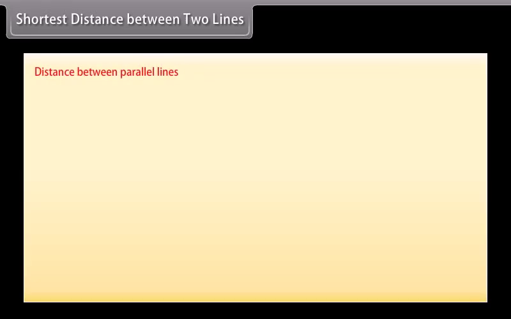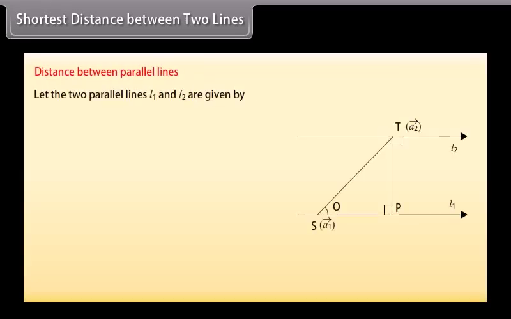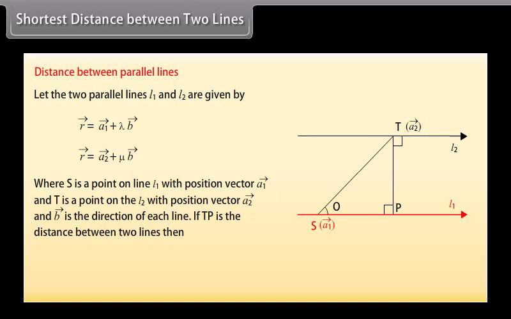Shortest distance between two lines. Distance between parallel lines. Let the two parallel lines L1 and L2 be given by vector r equals vector a1 plus lambda vector b, and vector r equals vector a2 plus mu vector b, where S is a point on line L1 with position vector a1 and T is a point on L2 with position vector a2, and vector b is the direction of each line. If TP is the distance between the two lines, then TP equals the modulus of the cross product of vector b and the difference of vector a2 and vector a1, divided by the modulus of vector b.